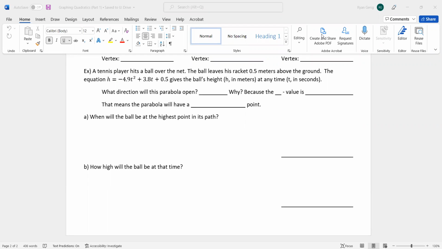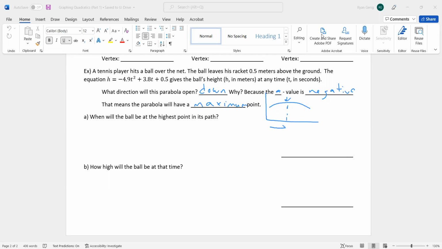What direction will this parabola open? It's going to open down. Why? Because the a value is negative. The path of this ball is going to go like this, right? It's an upside down U. Now that means that this is going to have a maximum point, right? It's going to have a highest point right there. Now, if I were putting this on a graph, right? When will the ball be at the highest point in its path? So the highest point is right there.